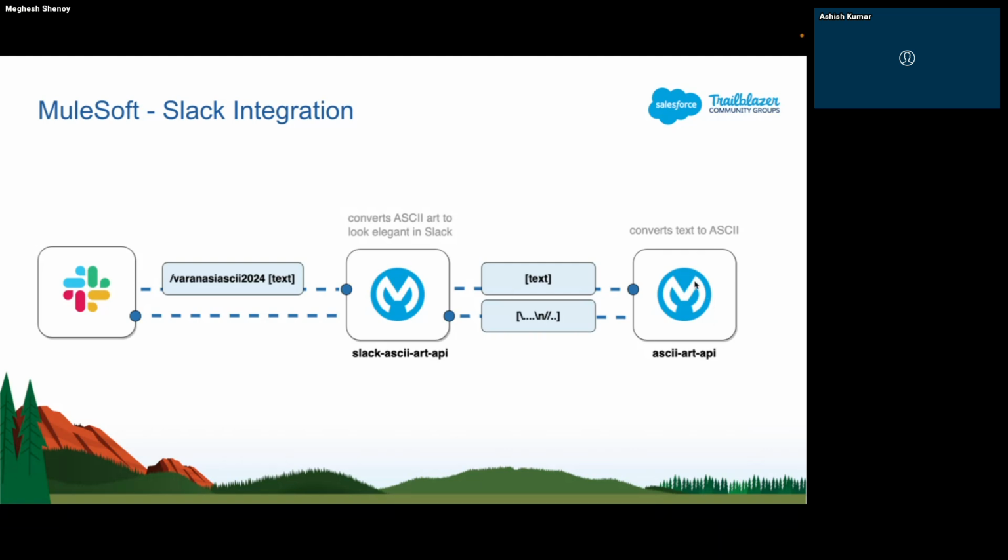Now if I had integrated the ASCII art API solution in my Slack ASCII art API, then it would have been difficult to reuse it elsewhere, right? So for that reason, I have created a separate service, a separate API altogether, with which the Slack API would converse back and forth, right?